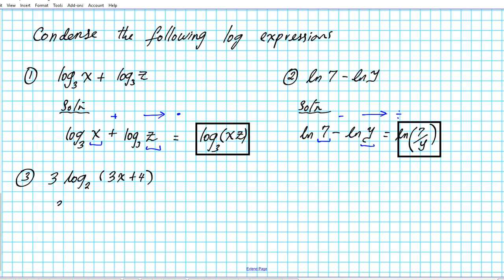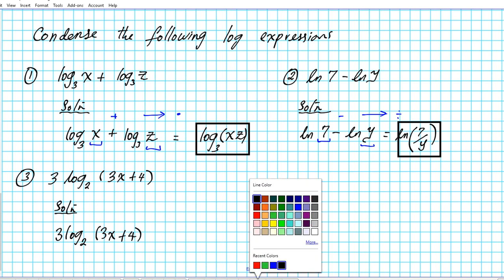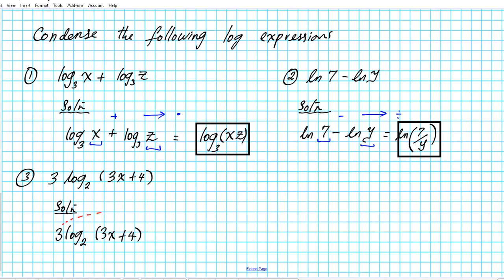Alright, let's take a look at this one. So we have 3 log base 2 of 3x plus 4. Now, using the power property of logarithms, we can power up this coefficient of the log. So this becomes a power of the logarithmic argument, which is 3x plus 4. So this becomes log base 2 of the logarithmic argument 3x plus 4 raised to the third power. And that, ladies and gentlemen, is the condensed form.